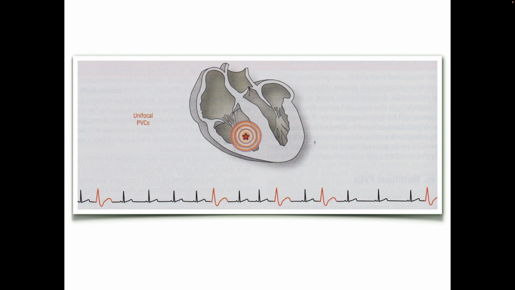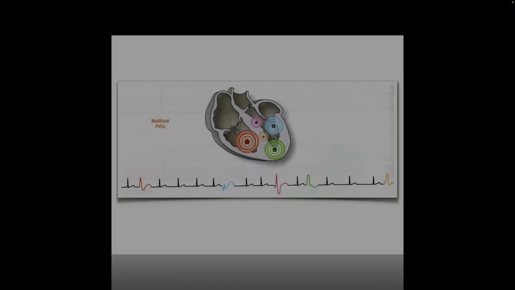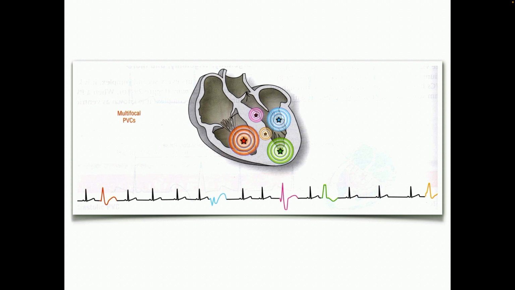It's not part of the official name, but I do want you to know the difference between unifocal and multifocal PVCs. So the unifocal PVCs all look alike. Our assumption is they come from one place in the ventricles, as opposed to multifocal PVCs, where there are multiple irritable foci in the ventricles that are kind of taking turns firing off, and they all look different depending on where they come from in the ventricles.